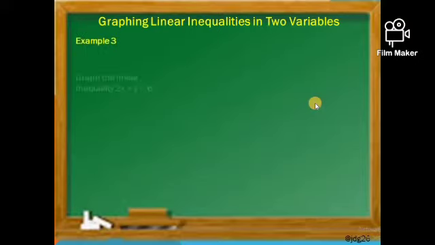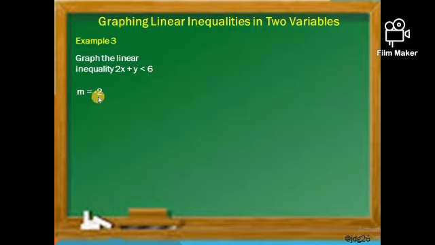Let's have another example, number 3. Graph the linear inequality 2x plus y less than 6. So, kunin natin ang slope at ang y-intercept. Kaya lang, ang given natin ay hindi nakasulat in slope-intercept form. So, gagamit tayo ng ibang paraan. So, ang slope natin is negative 2. Using the formula, negative a over b. Ang a ay the coefficient of x at ang b ay coefficient ng y. So, 2 divided by 1, which is 2, times negative. So, we have negative 2.